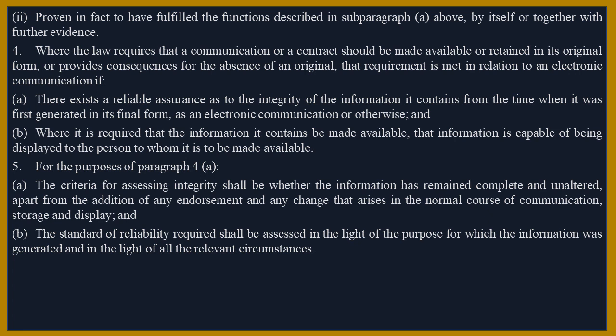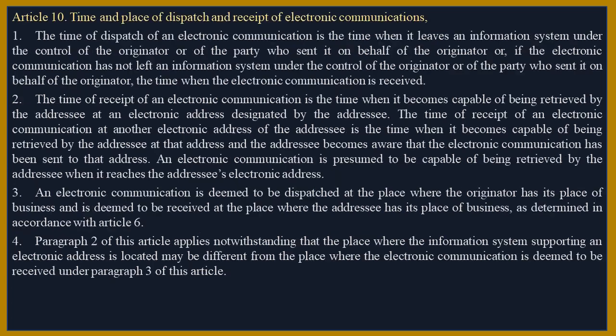Where it is required that the information it contains be made available, that information is capable of being displayed to the person to whom it is to be made available. 5. For the purposes of paragraph 4, a. The criteria for assessing integrity shall be whether the information has remained complete and unaltered, apart from the addition of any endorsement and any change that arises in the normal course of communication, storage and display, and b. The standard of reliability required shall be assessed in the light of the purpose for which the information was generated and in the light of all the relevant circumstances.